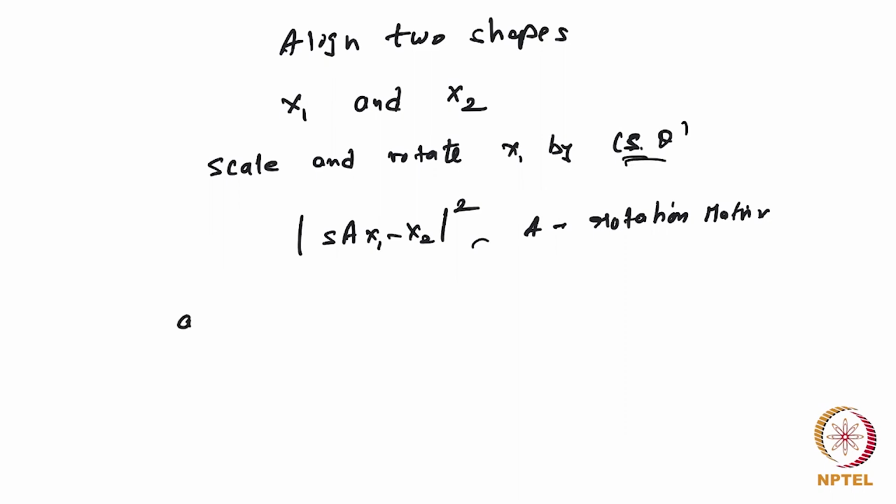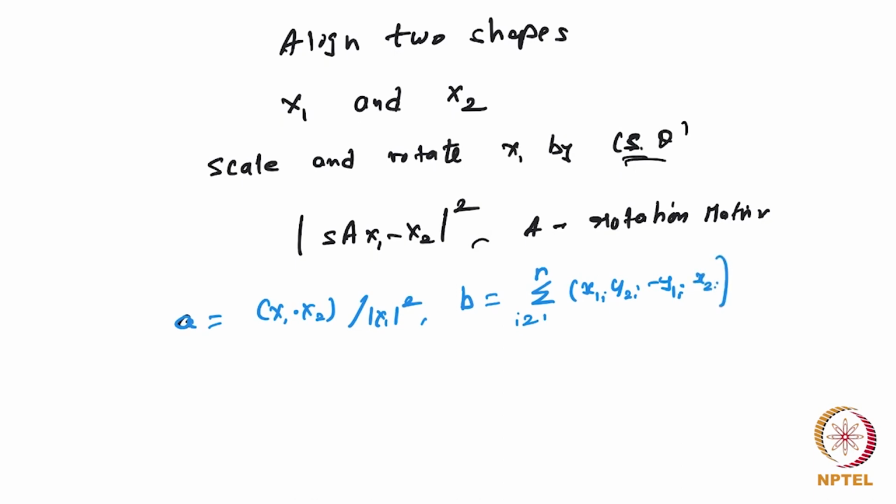So small a is given by x1 dot x2 divided by modulus of x1 squared, and there is a b which is given by summation i equal to 1 to n of x1_i y2_i minus y1_i x2_i, divided by modulus of x1 squared.